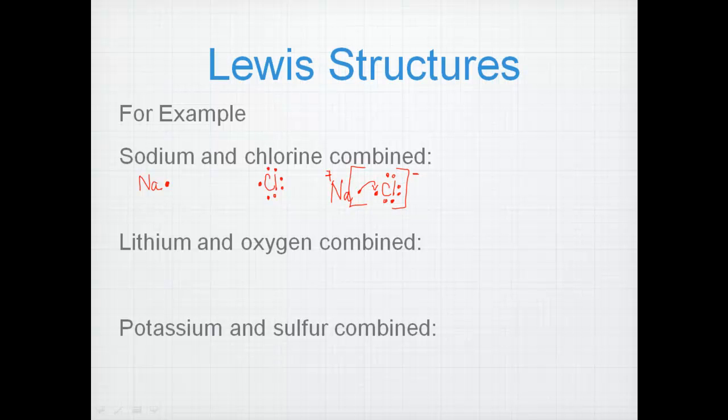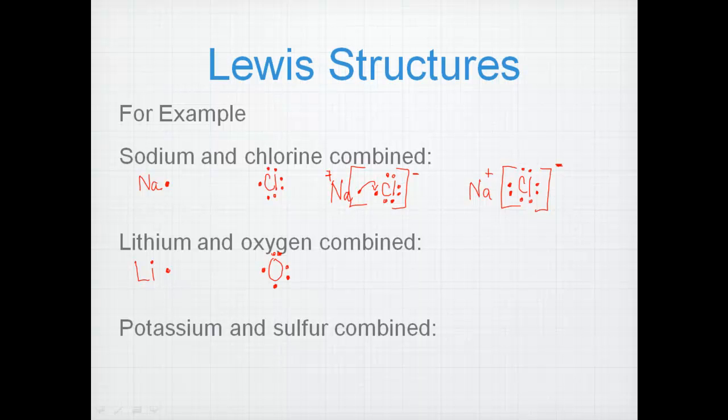So how we're going to write this is we're going to write our Na plus, and then our anion we're going to write in brackets, place our valence electrons, and write a minus. This is very similar to what we did last year. Here we have lithium. It has 1 dot. Oxygen has 1, 2, 3, 4, 5, 6 dots around it.